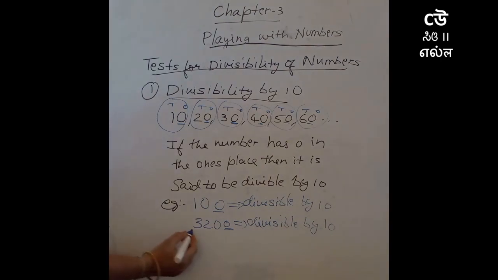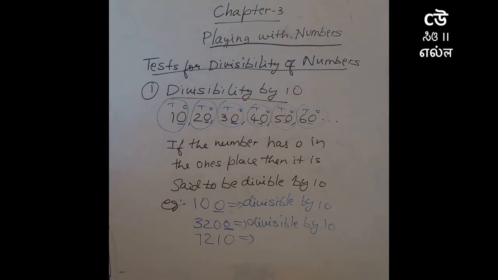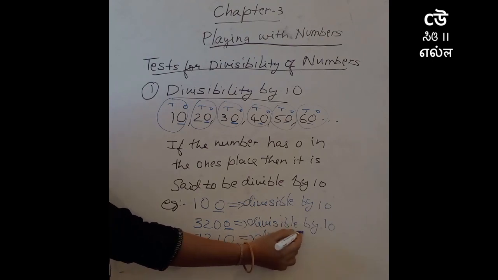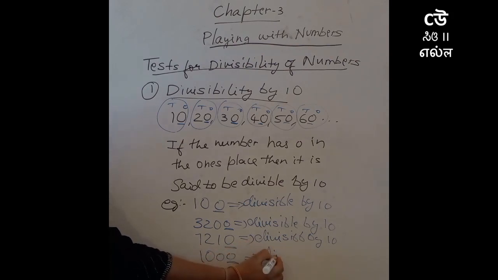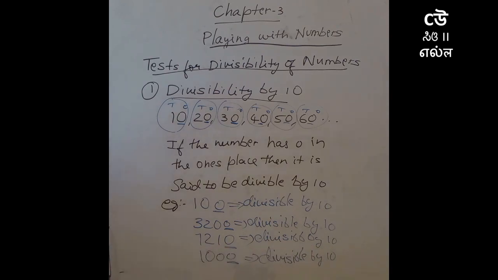Okay. I'll take 7210. So see here, children, we have 7210. In ones place we have 0, right? So as we have 0 in ones place, we can tell that it's divisible by 10. Okay, next, if we take 1000, in ones place we have 0, so we can tell that it's divisible by 10. So this is how you see whether a given number is divisible by a particular number or not.